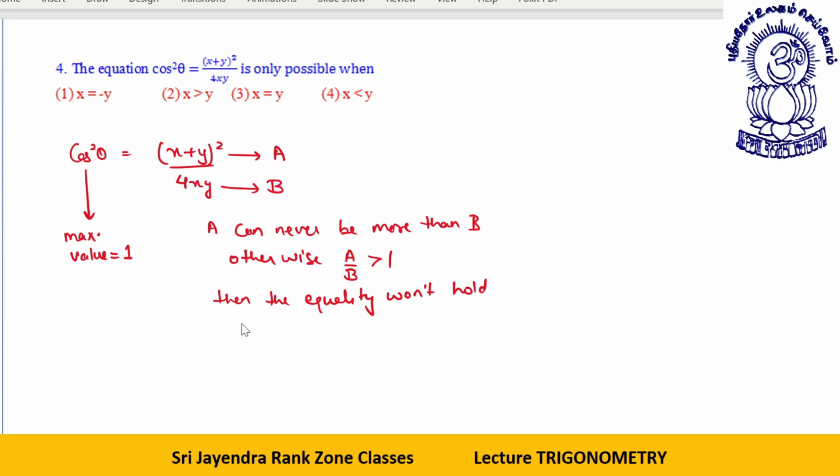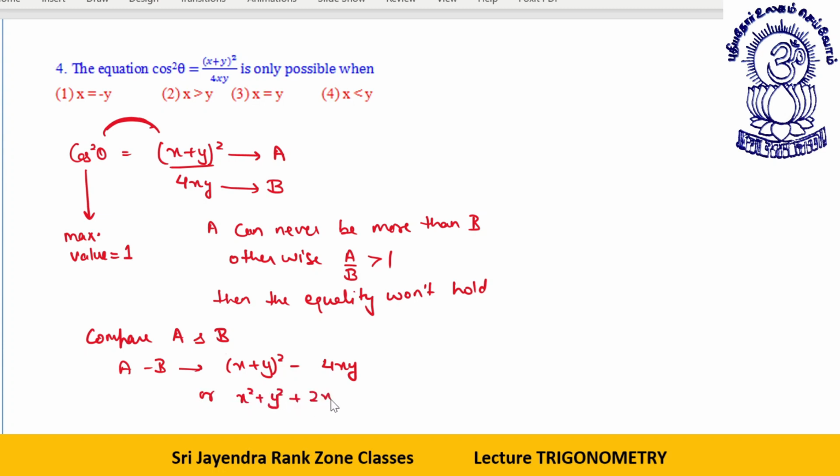Dear students, what does the term "equality won't hold" mean? It means this and this will never be equal. Why? Because this is maximum 1 and this should not be more than 1. So now let's compare A and B. A minus B is (x plus y) square minus 4xy, or x square plus y square plus 2xy minus 4xy. That is x square plus y square minus 2xy. This is nothing but (x minus y) whole square.